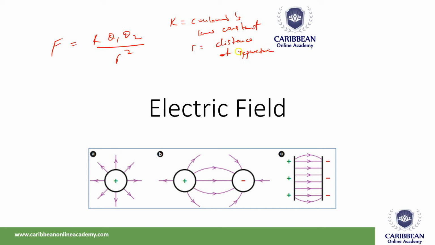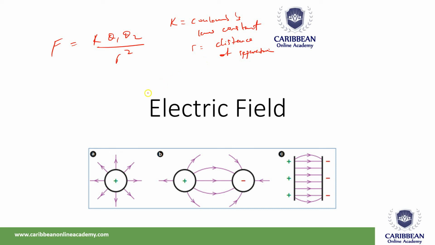And all Coulomb's law is saying is that the force between the particles is directly proportional to the product of the charges and inversely proportional to the square of the distance between them. That's all the law is saying. So we looked at Coulomb's law and electric forces.